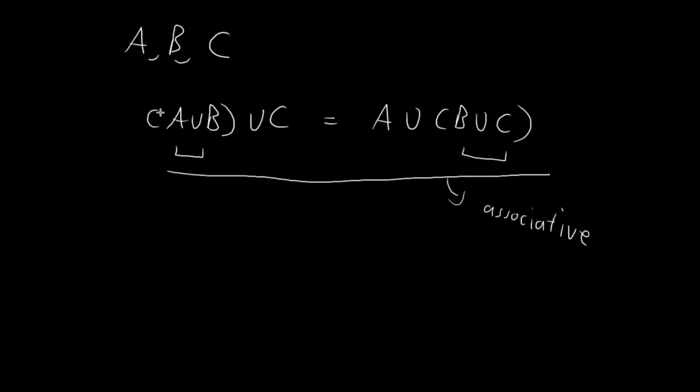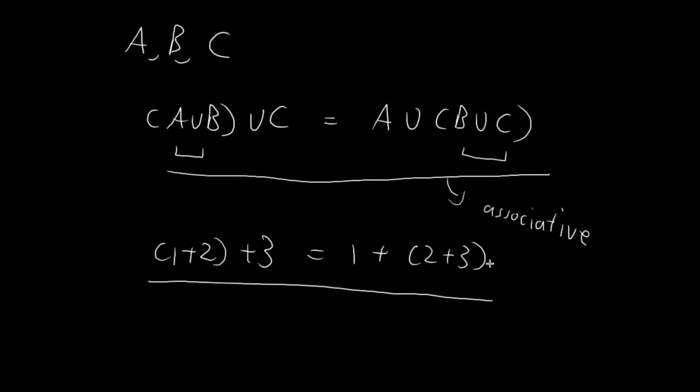And once again, you can draw a parallel between this kind of behavior and addition, because for addition we know that 1 plus 2 and then plus 3 is always equal to 1 plus and then 2 plus 3. So you can draw a parallel between set union and addition. You can see that addition is also associative.